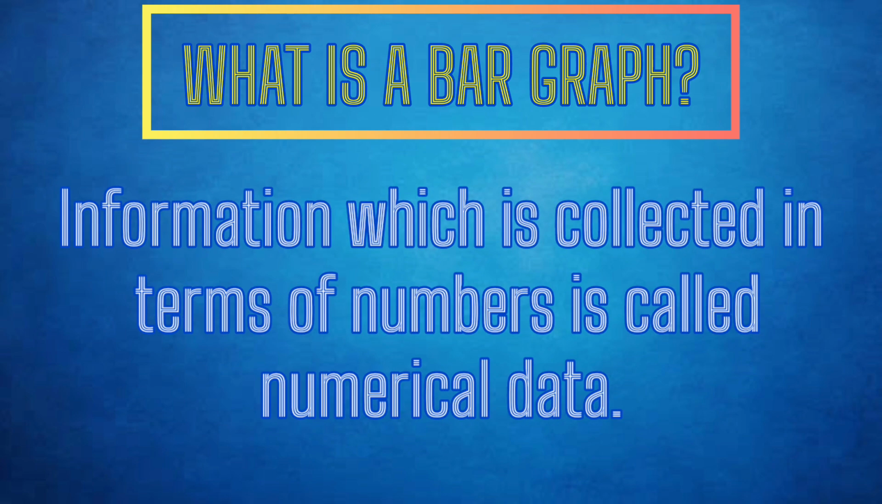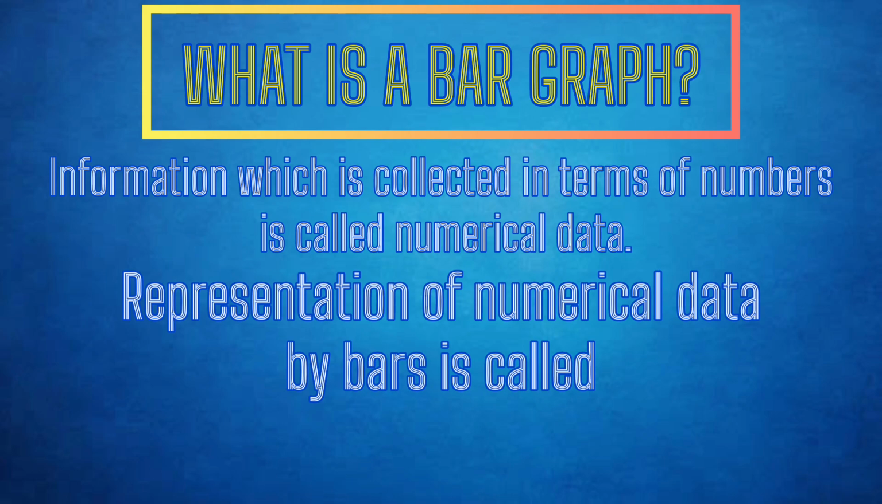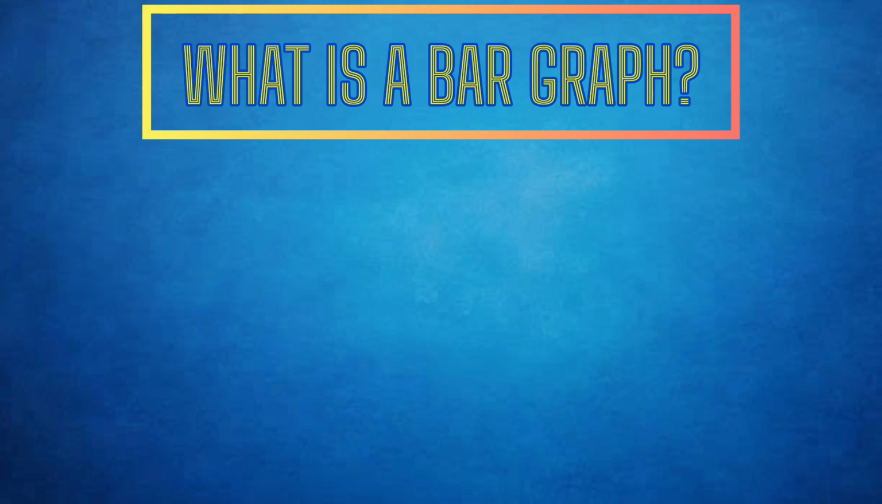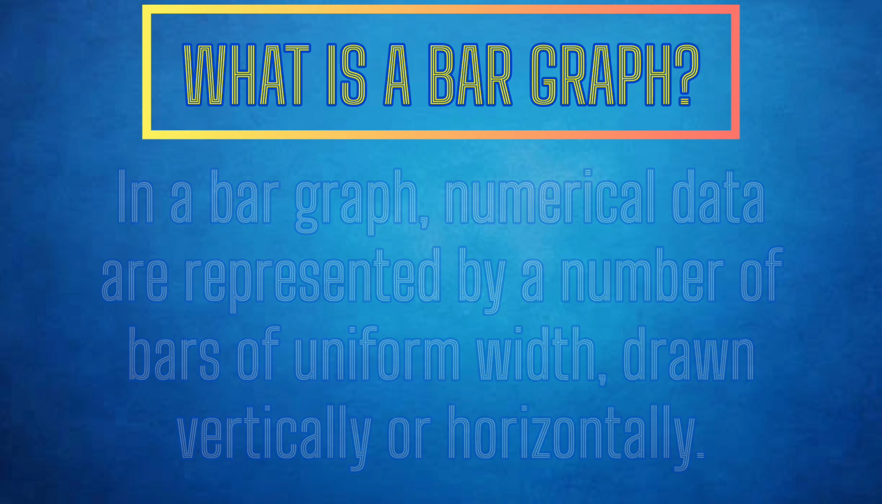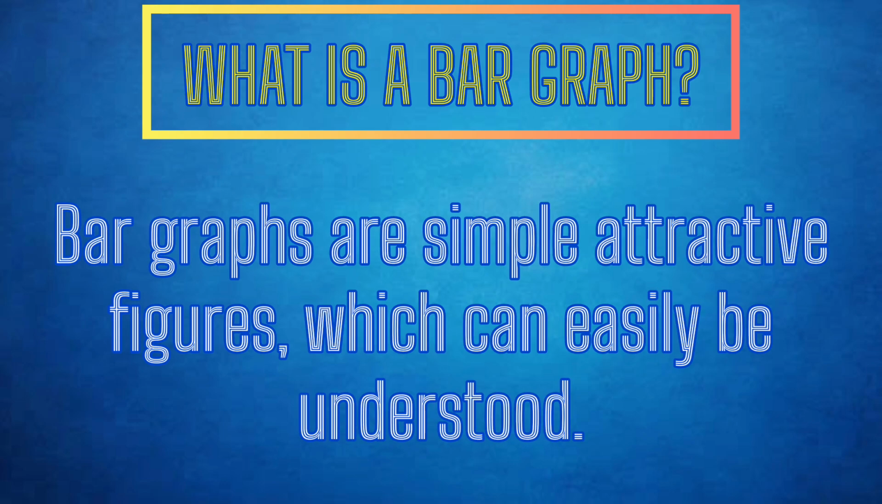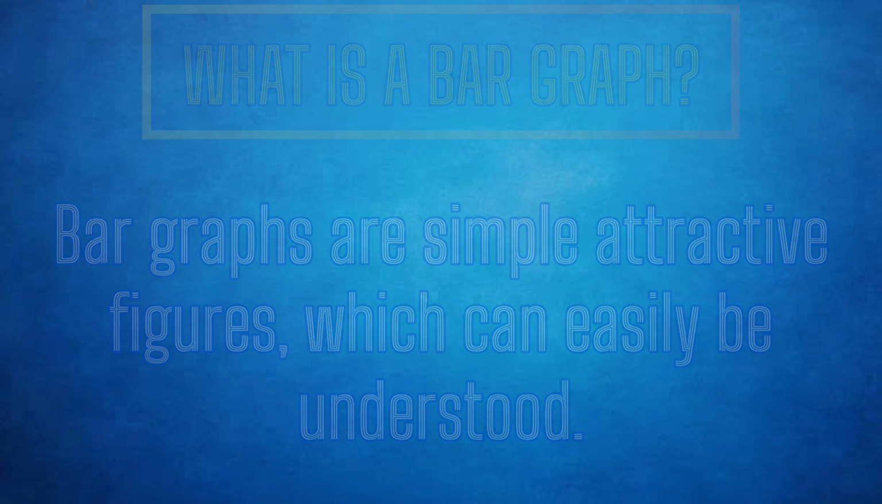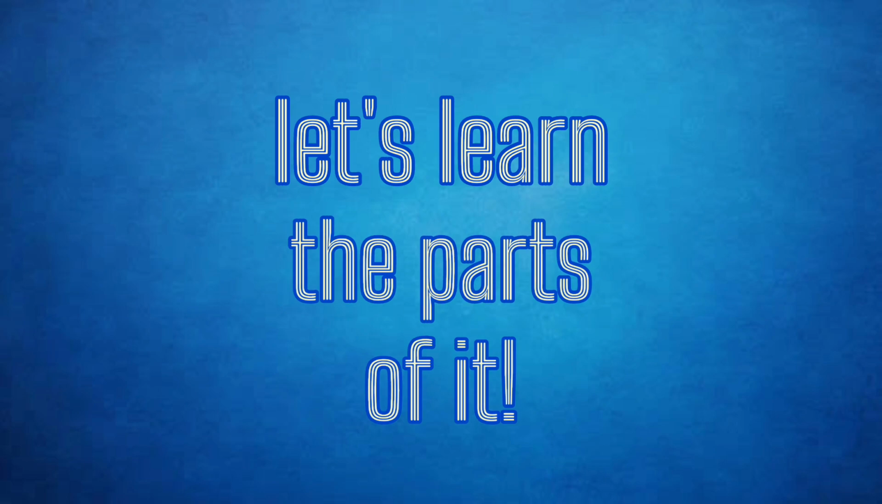Information which is collected in terms of numbers is called numerical data. Representation of numerical data by bars is called bar graph. In a bar graph, numerical data are represented by a number of bars of uniform width drawn vertically or horizontally. Bar graphs are simple, attractive figures which can easily be understood. Before solving a bar graph, let's learn the parts of it.